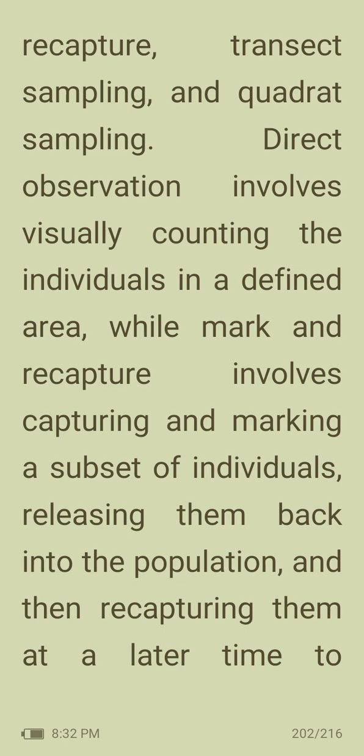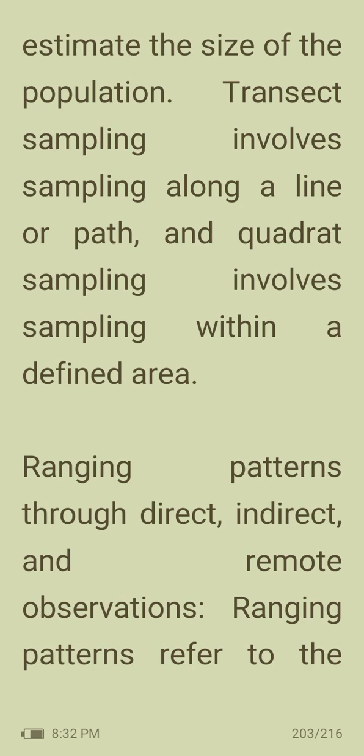Direct observation involves visually counting the individuals in a defined area, while mark and recapture involves capturing and marking a subset of individuals, releasing them back into the population, and then recapturing them at a later time to estimate the size of the population.